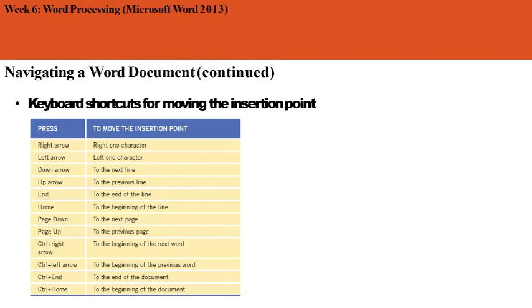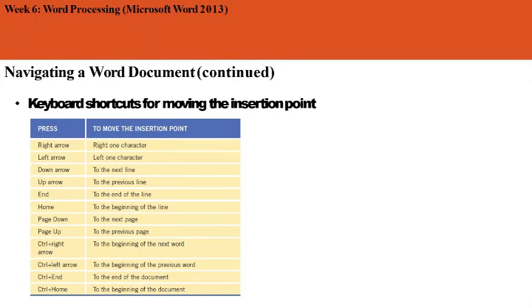Pag Home naman, you can use that for the beginning of the line. So para manavigate mo yung document mo to the beginning of the line. And then we have also the Page Down. So Page Down, that is used to go to the next page. So ang gamit ni Page Down para makanavigate ka for the next page, yun yung gagamitin mo, Page Down. Then Page Up para naman sa previous page.